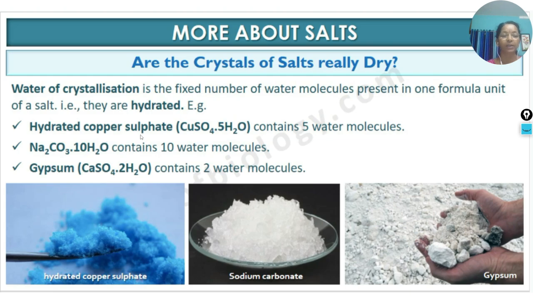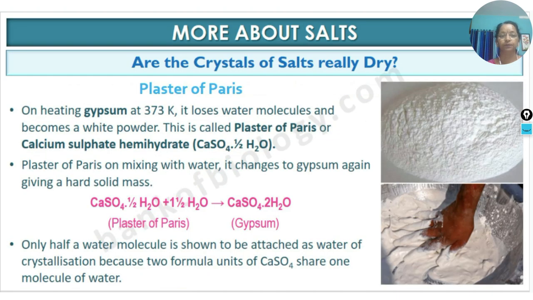Hydrated copper sulfate, hydrated sodium carbonate. Hydrated copper sulfate is blue in color, and the water of crystallization is 5 molecules of water for copper sulfate, 10 for Na2CO3, 2 molecules for gypsum. We use a dot to separate the water molecules present in the salt, to show the water molecules present in it. So we can represent water of crystallization by adding a dot and the number of water molecules.